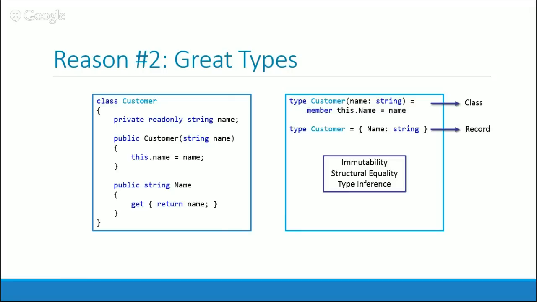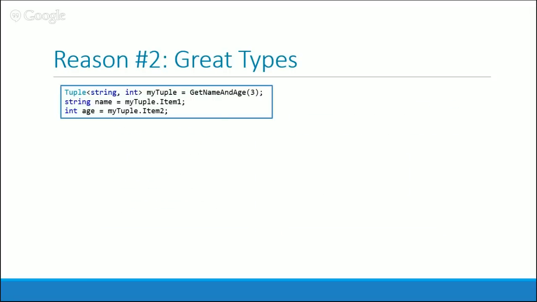They have something that is called structural equality. That means that two customers in this example with the same name will be the same customer, and that's very important from the functional point of view. And also they have better support for type inference.